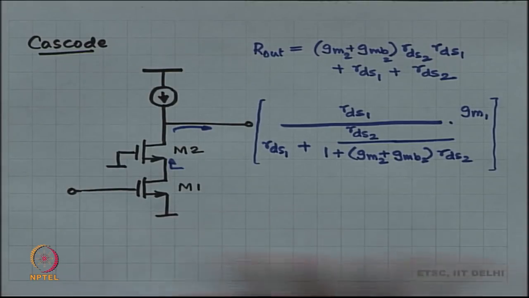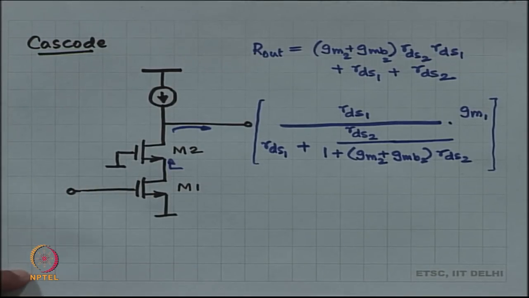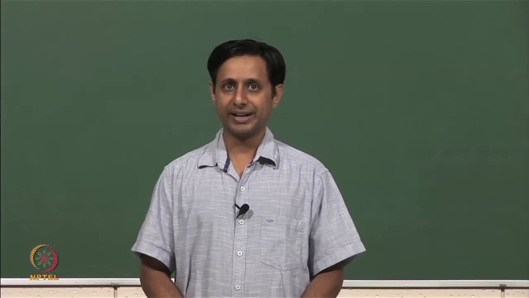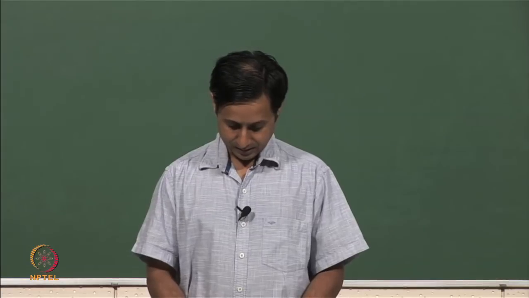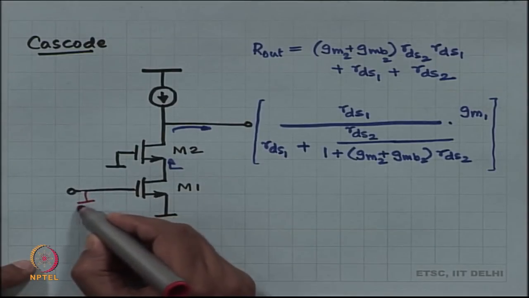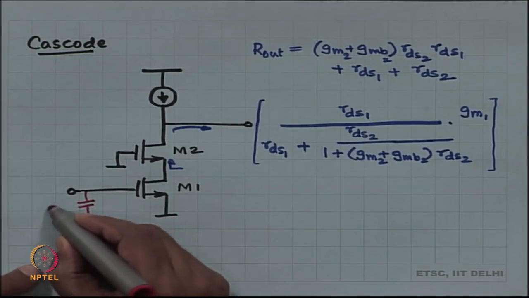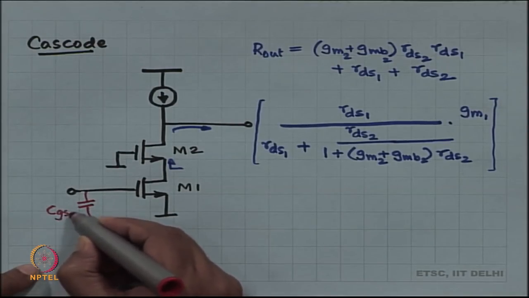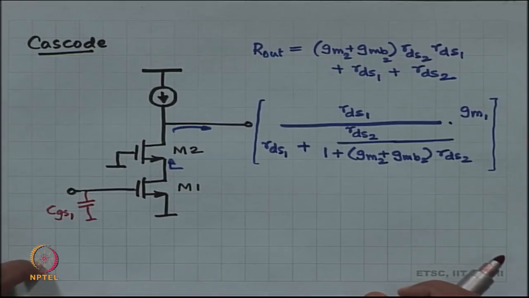All right, this is DC. Now, our job is to throw in the capacitors. And what do we do? What all capacitors do we have? We now have two devices. So, we have to discuss 2 into 4, 8 capacitors. First, we have CGS1. Fine.